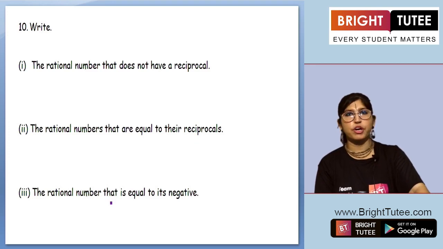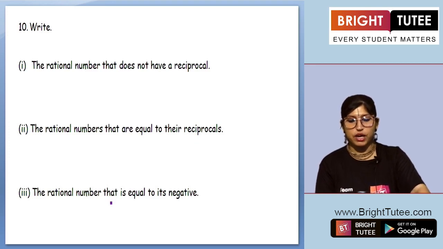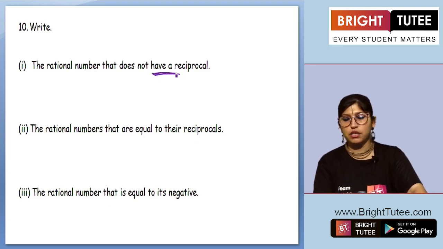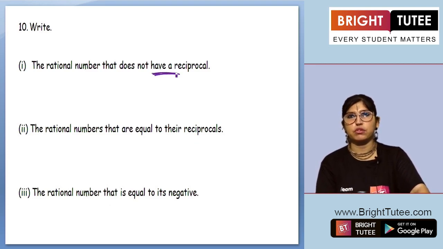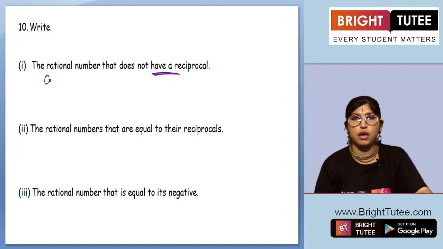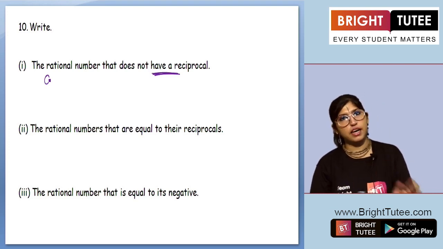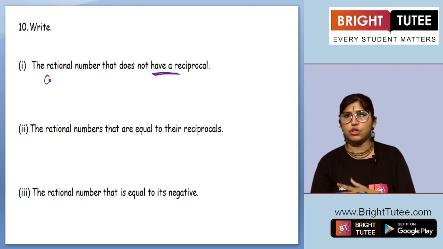Now let's move on to question 10. We need to write a rational number which does not have a reciprocal. If I guess in my mind it can be 0, 1, minus 1, but 1 and minus 1 still have the reciprocal, but 0 is the only rational number which does not have its reciprocal. We discussed it in earlier videos as well. Once you go through that video, you will be able to understand why.